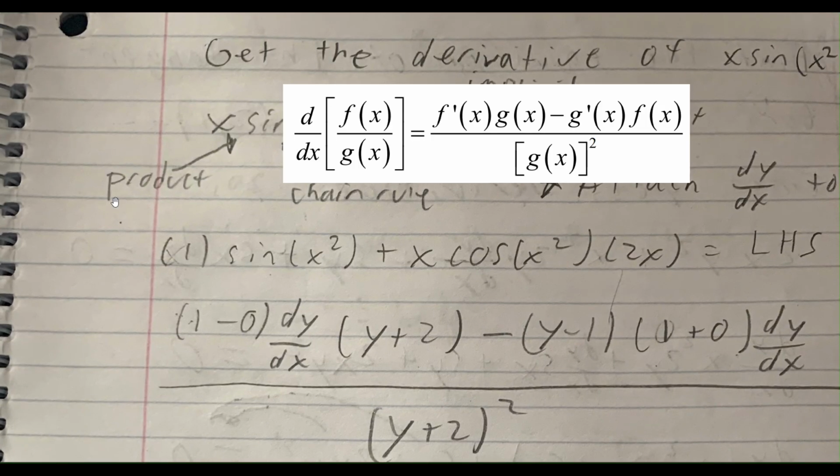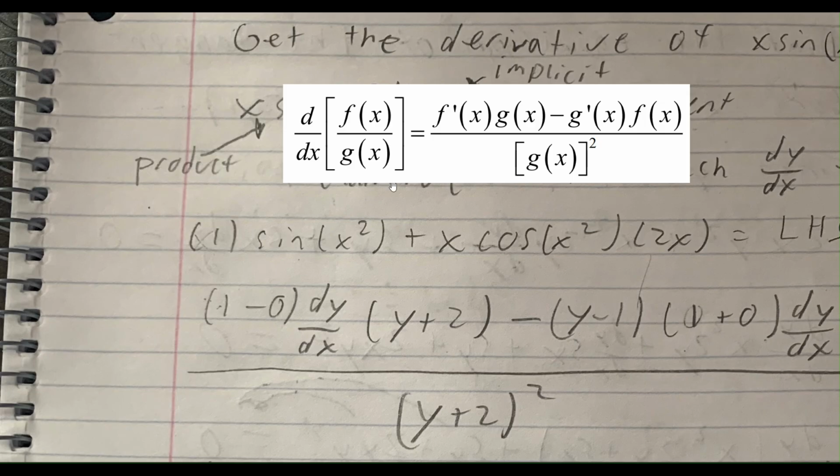Now for this, we have to use the quotient rule, which is this, and I will be walking through it here. So we have y minus 1, the derivative of which is just 1, since the derivative of y is 1, and minus 0, because the derivative of a constant is always 0. But since we're getting the derivative of y, we have to attach dy over dx.